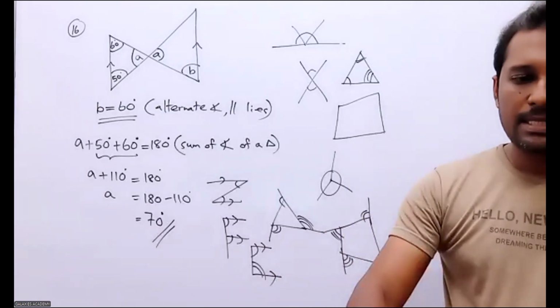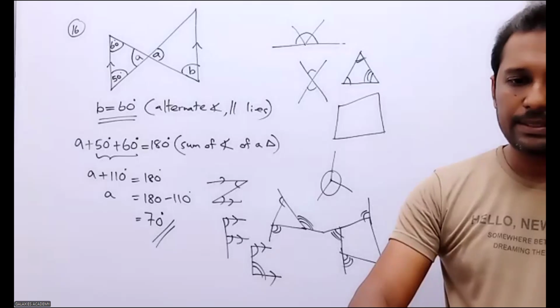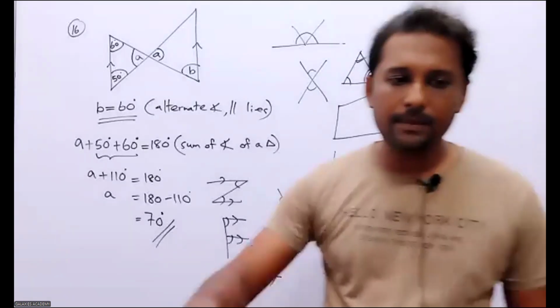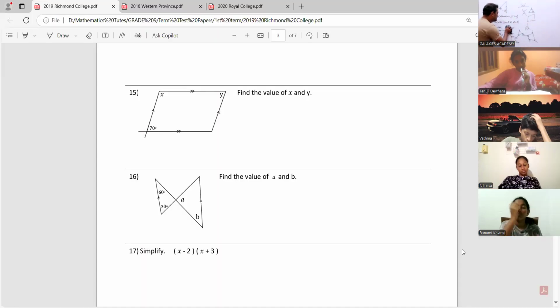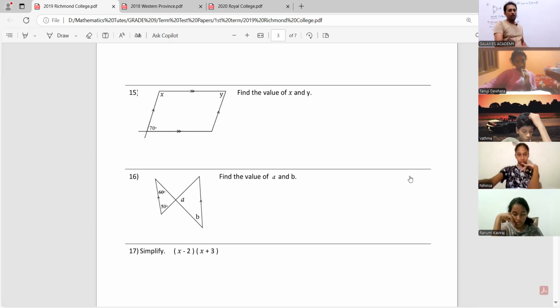Right, question number 17. Let's go to it. Number 17, given: simplify. Algebraic expression knowledge, you have to do this one. There are two brackets given. First bracket x minus 2, the second bracket x plus 3. Simplify means first you have to remove the bracket, then simplify like terms.